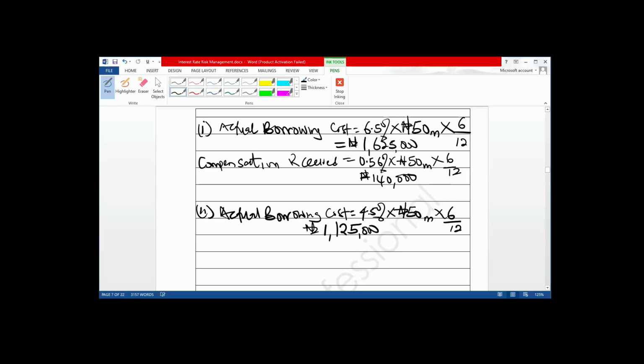We have underpaid here because the franc rate is 5.94. Compensation returns to the franc. Compensation: 1.44% of 50 million for 6 months. Please work that out.